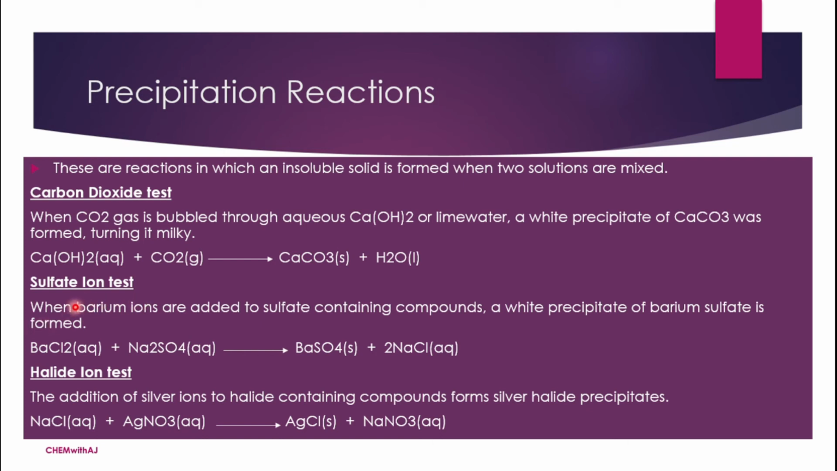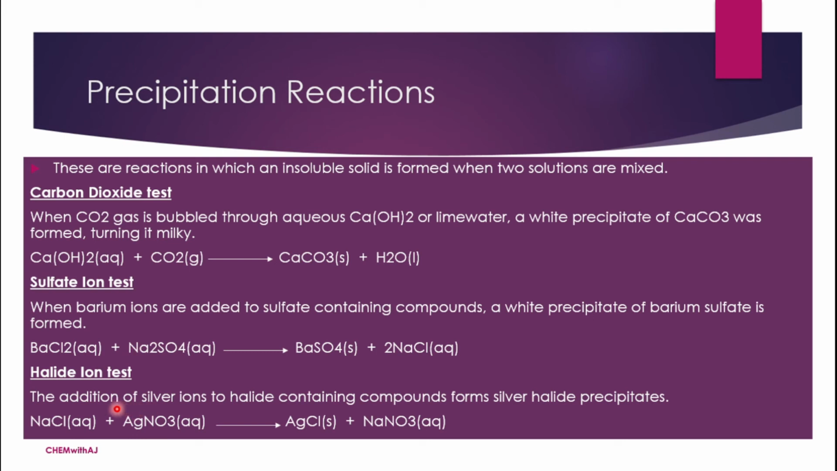Then the sulfate ion test. When barium ions are added to sulfate containing compounds, barium sulfate, which is a white colored precipitate, is formed. So this is the test for sulfate ions. We add barium ions, and that will give us this compound, barium sulfate. It's insoluble, so it forms as a precipitate. It's white colored.